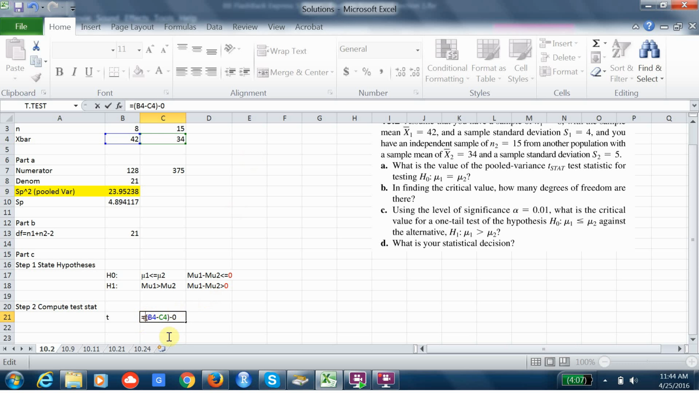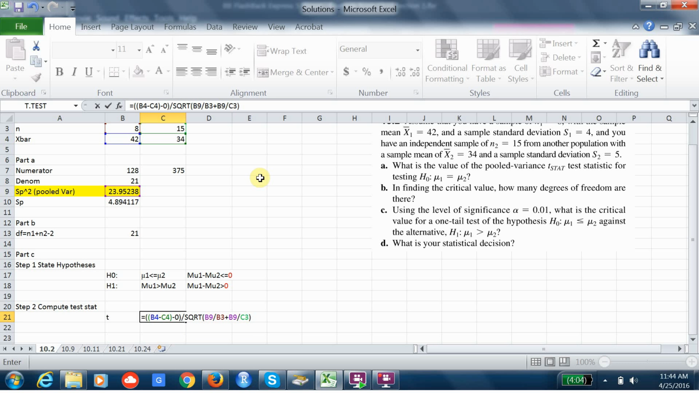Okay, and I want everything here in the numerator, so I'm going to put a parenthesis around all of this. And now I'm going to take the square root of my pooled variance here, times, and now you have to really be careful, it's 1 over n1. An easier way of doing this is to do it like this: plus the variance divided by n2.